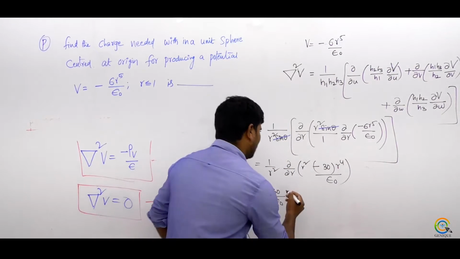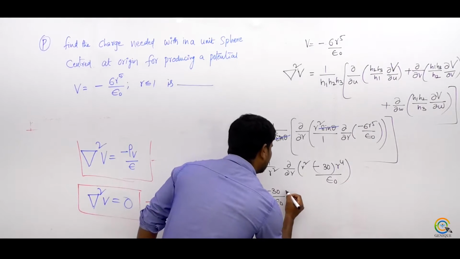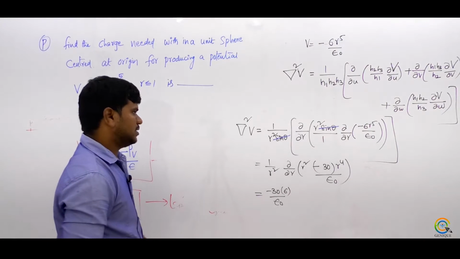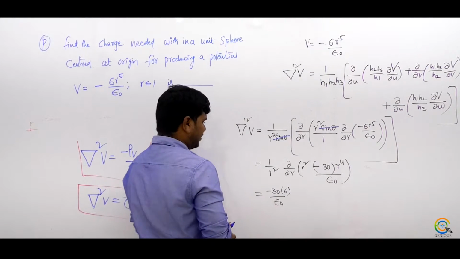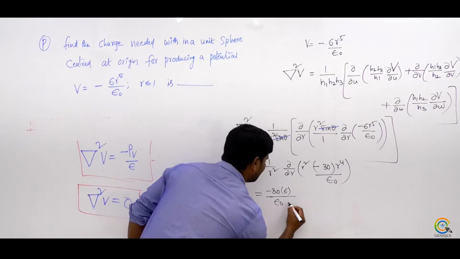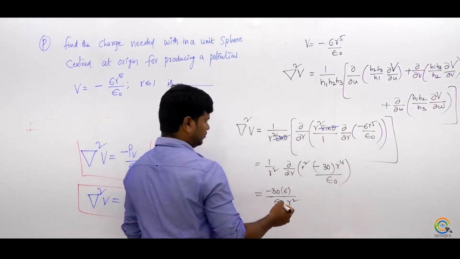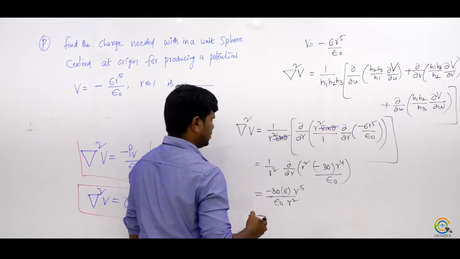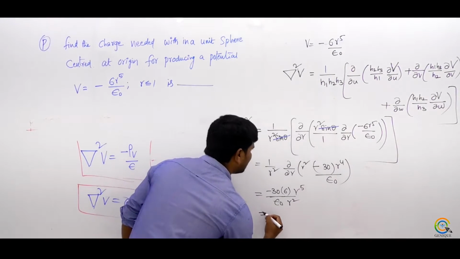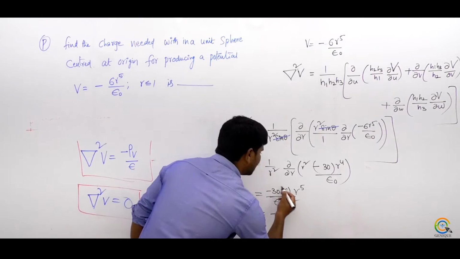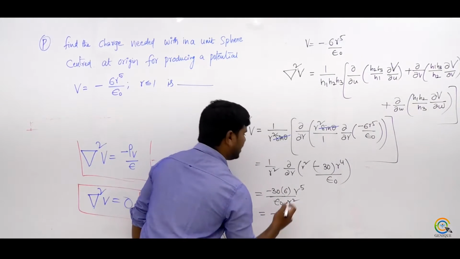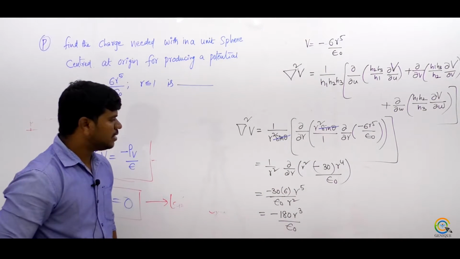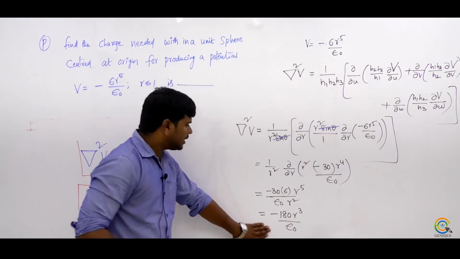If you differentiate r power 6 one more time, it will be into 6, and 1 by r square is also there. So this will be 6 r power 5. How much will it be? It will be minus 180 r cube divided by epsilon naught. Understand? We got the del square v.